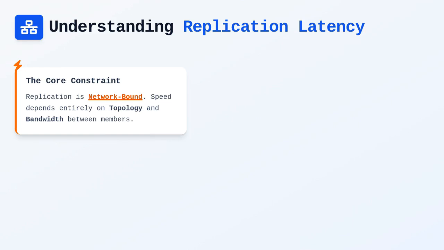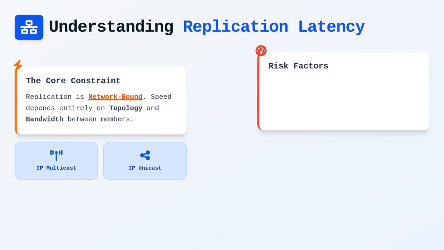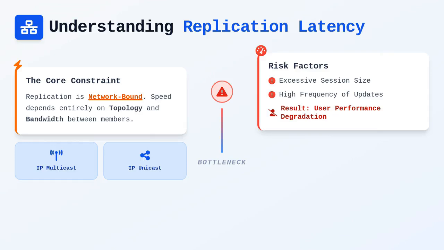If your environment uses in-memory replication, the cluster uses IP multicast or unicast to communicate state changes throughout the cluster member set. You should be aware that excessive session size or high frequency of session attribute updates can saturate these communication channels, leading to perceivable performance degradation for end users.